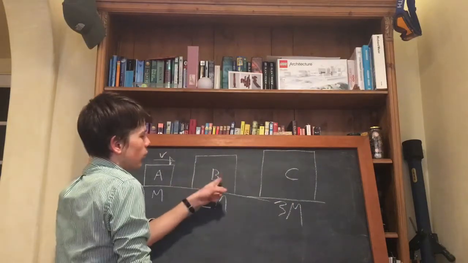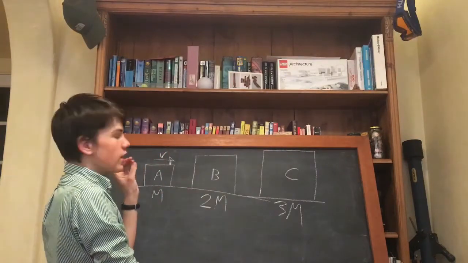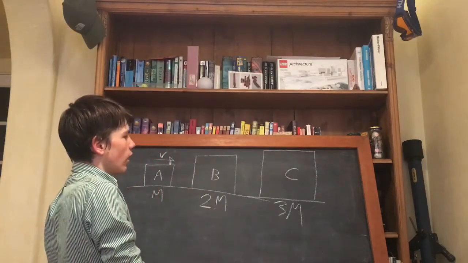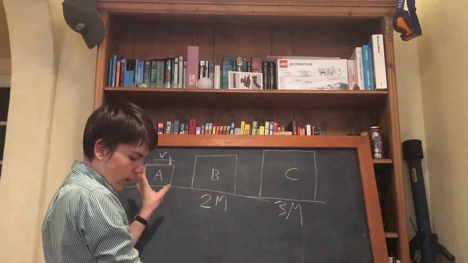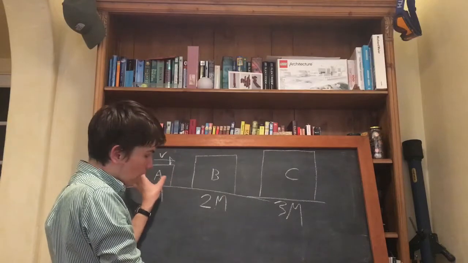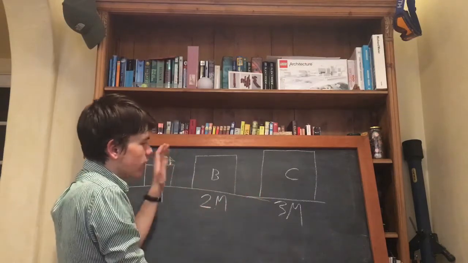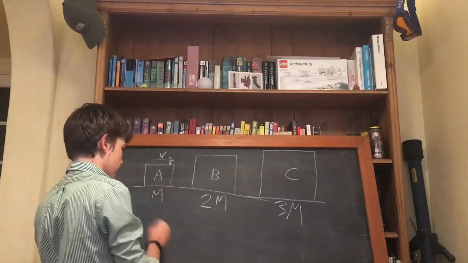Alright, so all these boxes, both B and C, are stationary. A is moving with a velocity of v. So we want to find what will be the velocity after box A has collided with B and then C. So what is going to be the final velocity?